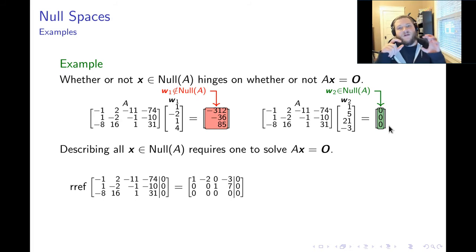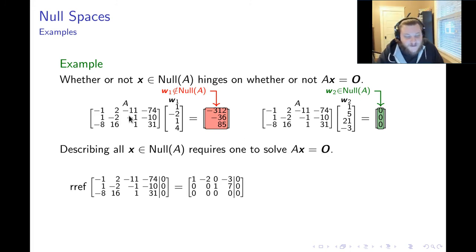Now, if someone gives you a vector and asks you whether it's in the null space of this matrix, the task isn't terribly difficult. We just multiply the matrix by the vector and check if we get the zero vector. On the other hand, if someone asks you to describe all the vectors in the null space, we have a bit more of a difficult problem on our hands. Because really what they're asking is for you to solve a system of equations of the form AX equals the zero vector. And the way we solve systems of equations is by doing row reductions.